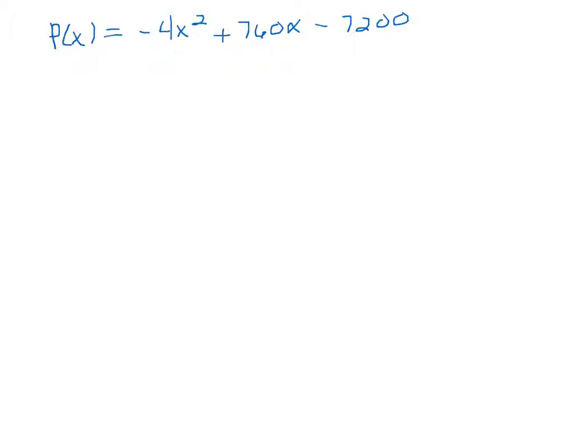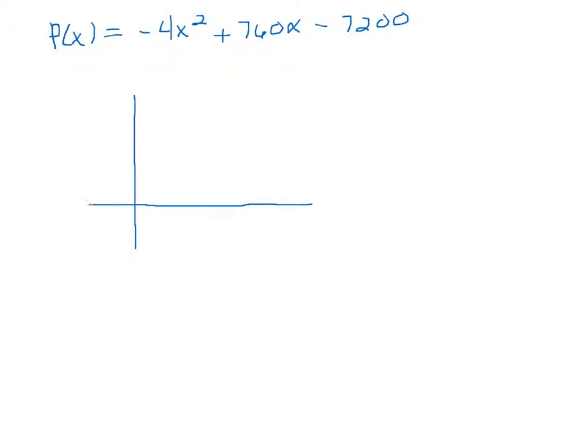So just by looking at the function itself, we can see that it's going to open down. It's going to have a y-intercept of 0, comma, negative 720. So this gives us a bit of an idea of how this function is going to behave graphically. So if I were to graph this, I'm going to do my best to actually draw a graph here, or what we can see of a graph.